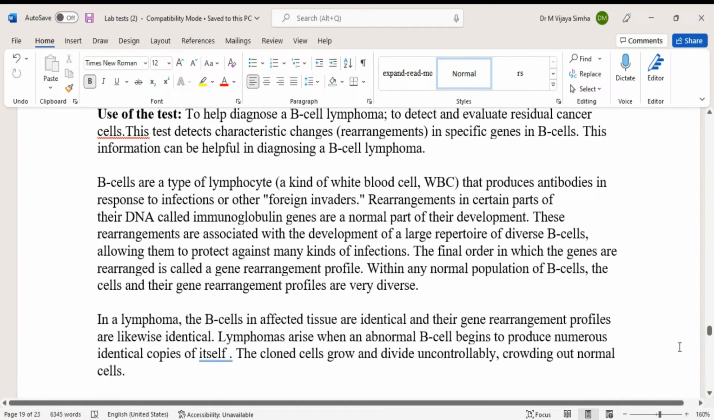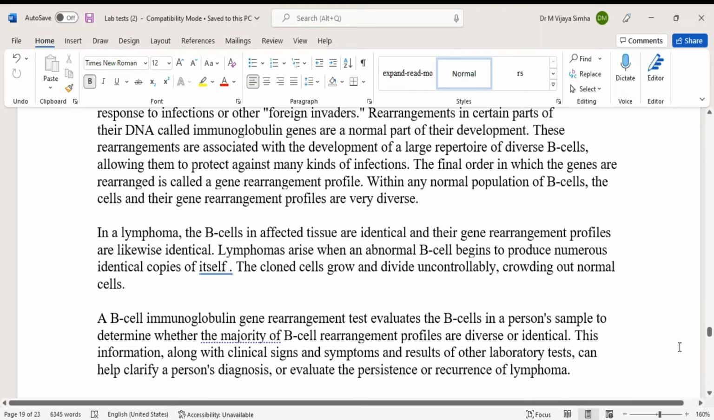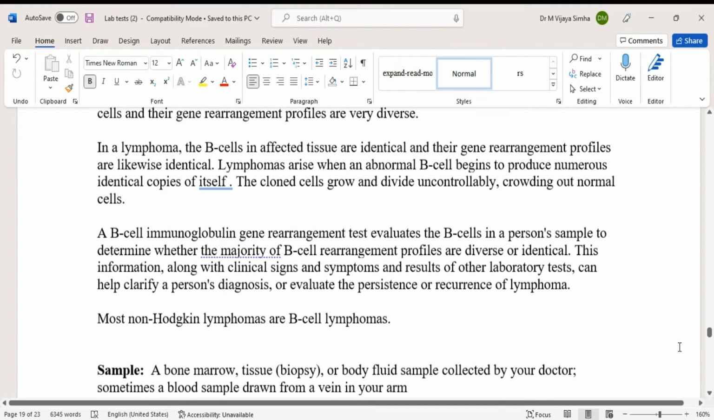Within any normal population of B cells, the cells and their gene rearrangement profiles are very diverse. In a lymphoma, the B cells in the affected tissue are identical, and their gene rearrangement profiles are likewise identical. Lymphomas arise when an abnormal B cell begins to produce numerous identical copies of itself, or clones. The cloned cells grow and divide uncontrollably, crowding out normal cells.